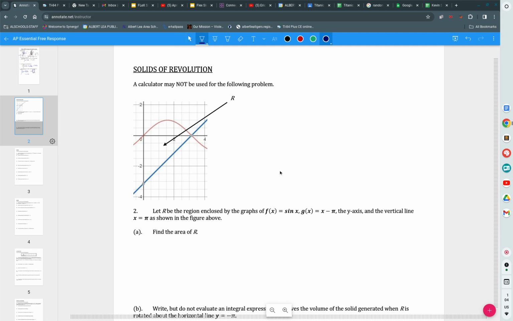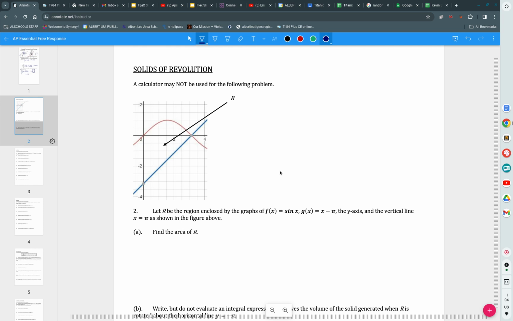Okay, so we'll end with this one today. It says a calculator may not be used for the following. For the AP exam, you'll have 2 sections of multiple choice. One section you'll be allowed to use a calculator, and one section you will not. And then they'll move to the free response. You will have a total of 6 free response. For 4 of them, you will not be able to use a calculator, and for 2 of them, you'll be required to use a calculator. So when you get to the non-calculator section, we've got to be ready to go.